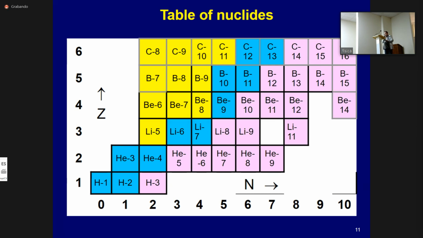The vertical axis is the charge number Z. The horizontal one is the number of neutrons n. A row in the table represents isotopes of the same element. Stable isotopes are in blue cells, unstable in pink and yellow. The slide represents the beginning of the table of nuclides with isotopes of hydrogen, helium, lithium, beryllium, boron, and carbon.